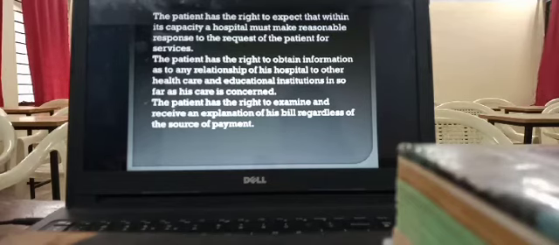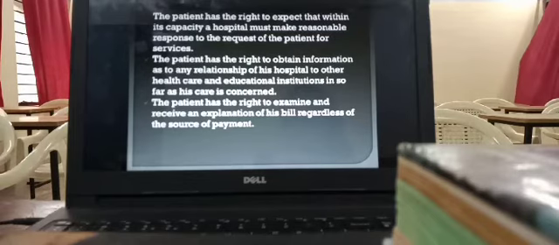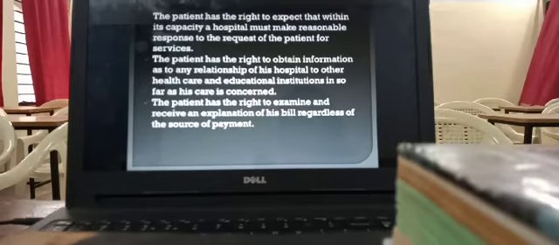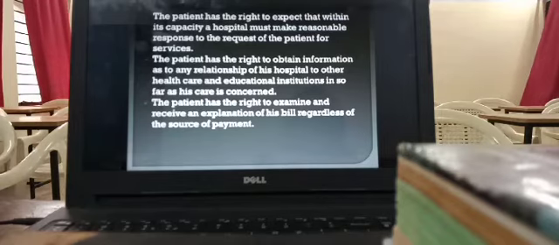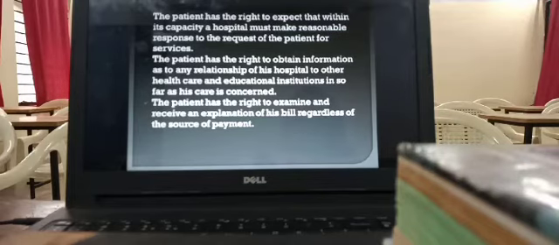The patient has the right to examine and receive an explanation of his bill regardless of the source of payment. So before starting any treatment, it is our duty, being workers of the hospital, to explain to them the cost and the bill of the treatment. Even if the patient does not seem to be going to take treatment from the hospital, if they want to know about the bills, we can explain to them without any quarrels.